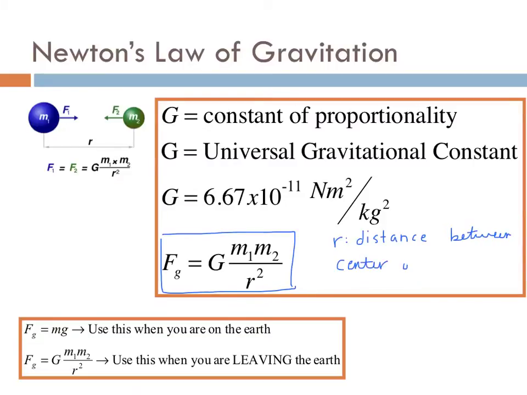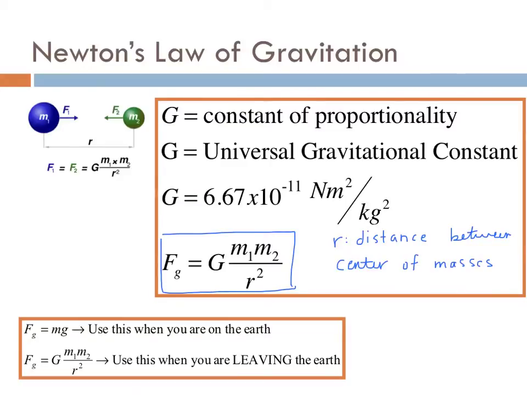Now this picture shows that normally when you're dealing with satellites or things orbiting, you will not necessarily be given the center of mass of the satellite, but you will be given the center of mass of the Earth. So you're just going to assume that the satellite is a point mass and everything else is going to work as is.